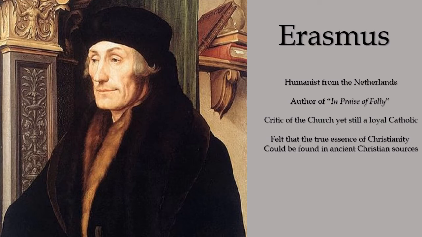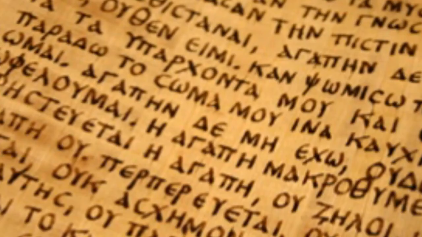Now, like a true humanist, he felt that we had to look back to the ancient sources. He thought that the true essence of Christianity could be found in the original texts. So, for example, he would collect ancient manuscripts of the Bible and transcribe them. One of the accomplishments of which he was most proud was to write a new Greek version of the Bible. He took ancient manuscripts and he rewrote them into Greek. And in addition to Greek, he also did a version in Latin.